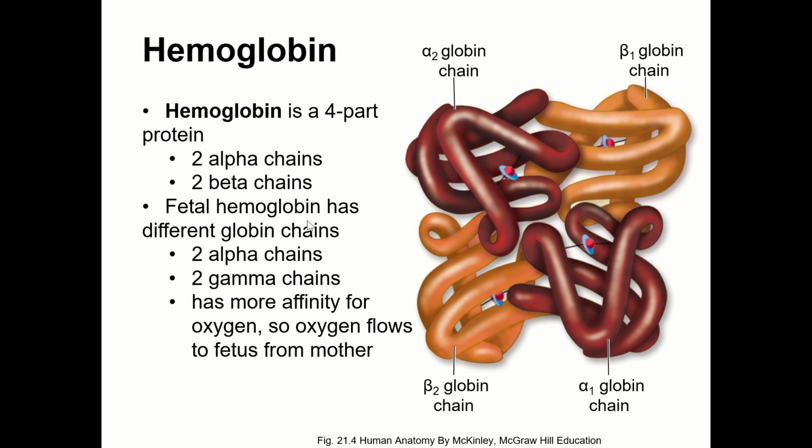The hemoglobin of a fetus actually has different chains. It still has these 2 alpha globin chains, but instead of beta globin, it has gamma globin. And because of the structure of those gamma globin chains, the fetal hemoglobin actually has a greater affinity for oxygen than adult hemoglobin, which is why as blood passes through the capillaries in the placenta of the mother, the oxygen will flow down a concentration gradient into the blood of the fetus in the fetal capillaries, so that the fetus always takes oxygen from the mother.